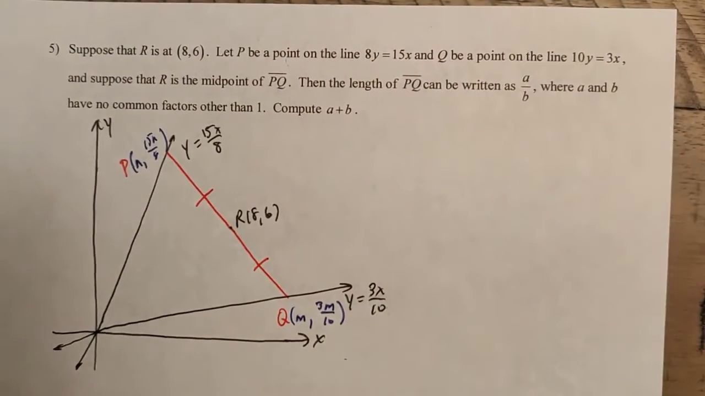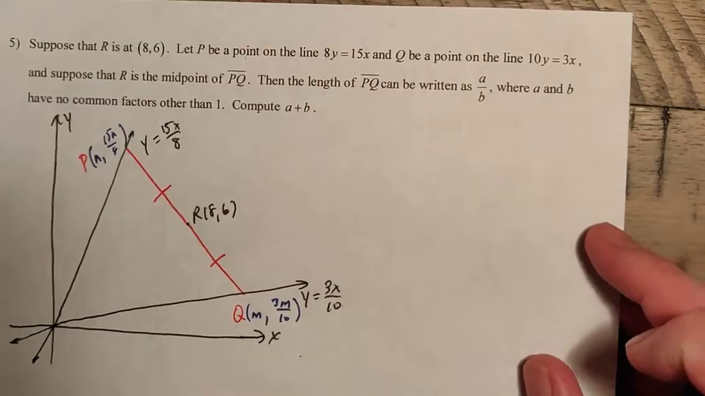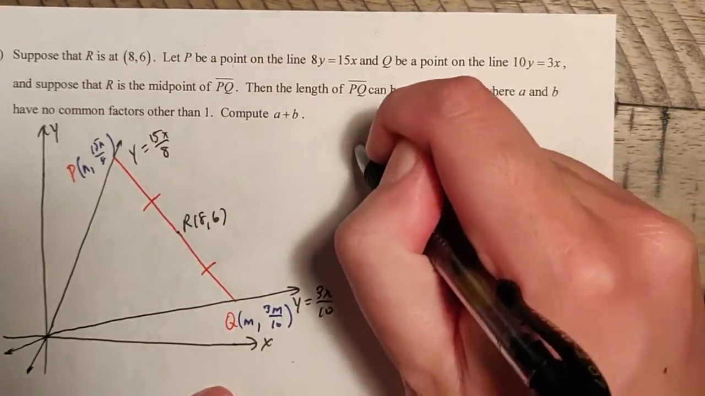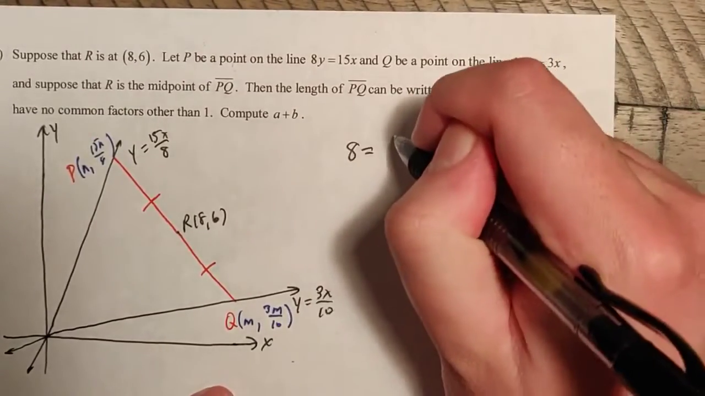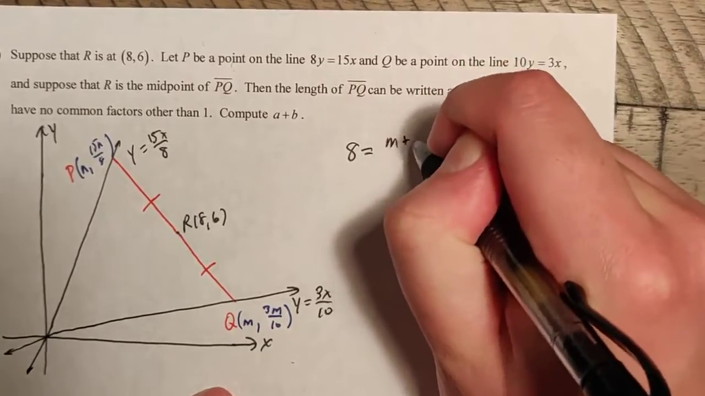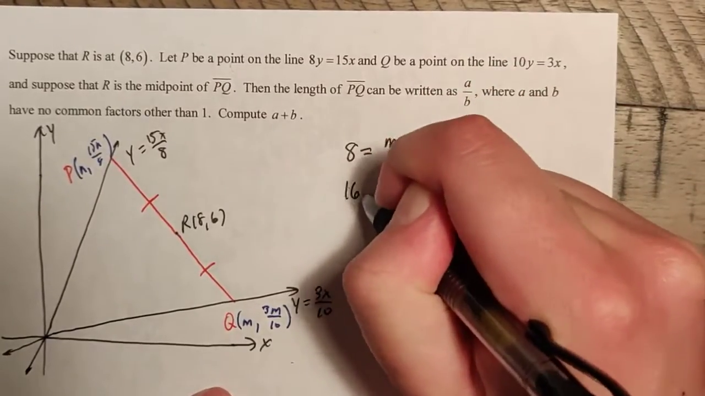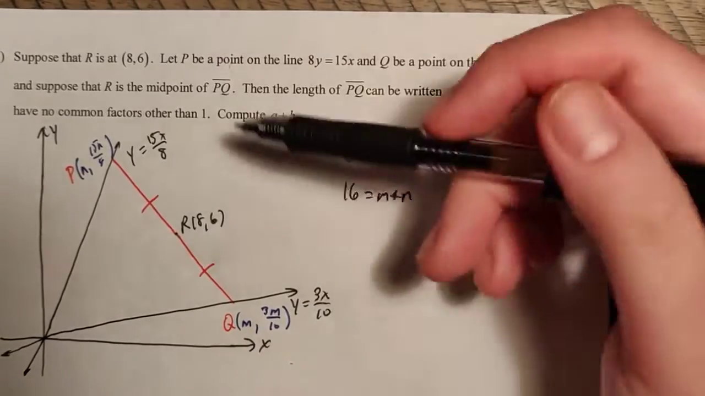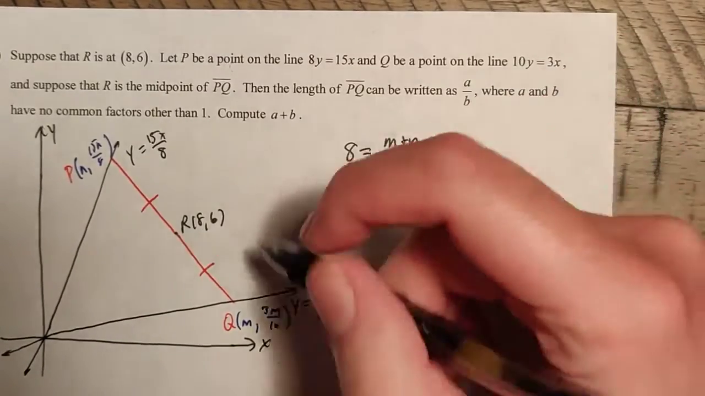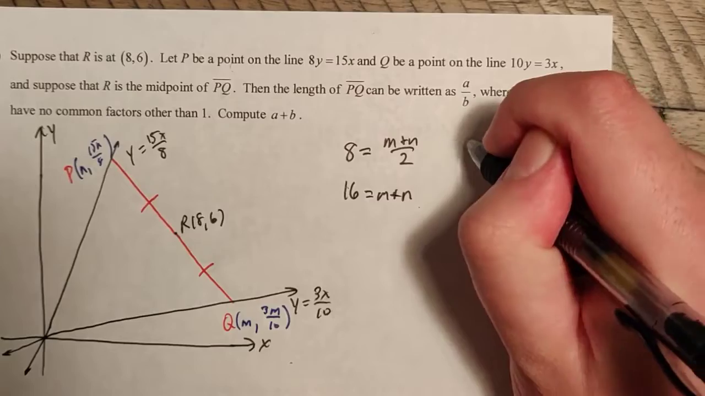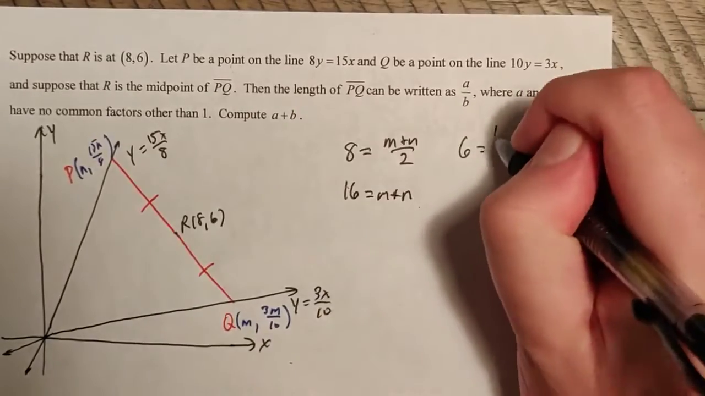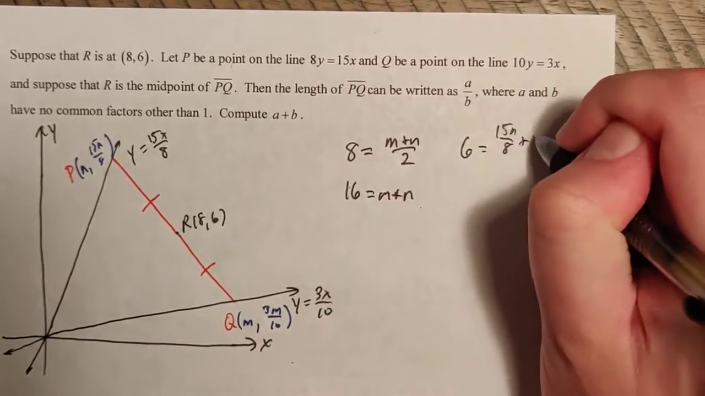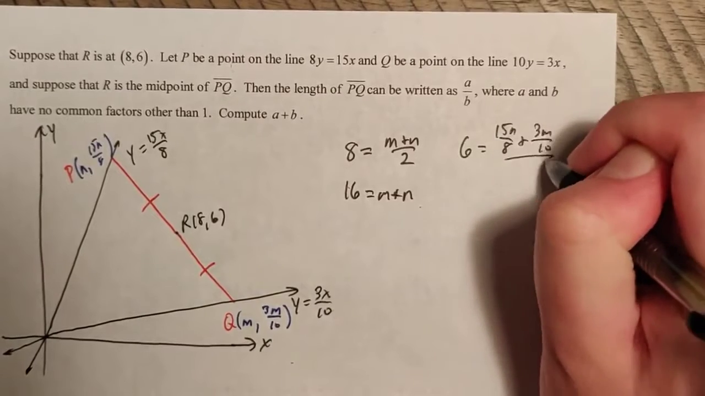In this case, we now have two things. One thing that I can write here is that by equating the x-coordinates, we know that h should be halfway between m and n, so (m plus n) over 2. This means that m plus n is 16. That's useful. Also, we can now use the same thing here. We should be able to say that 6 is going to be equal to 15n over 8 plus 3m over 10, all divided by 2.